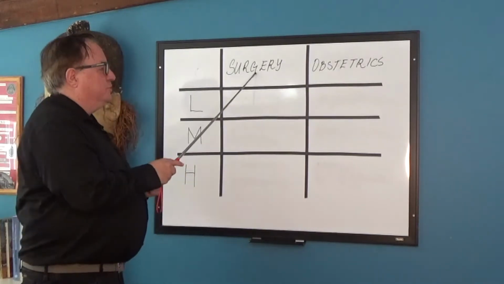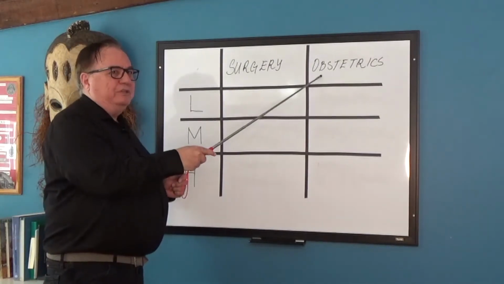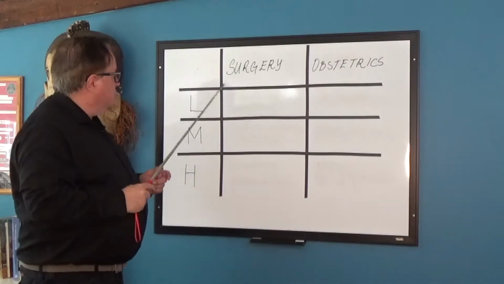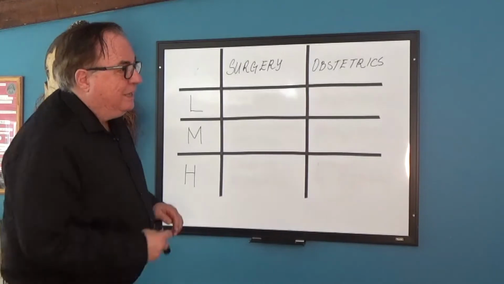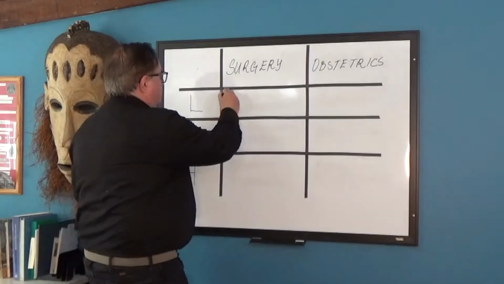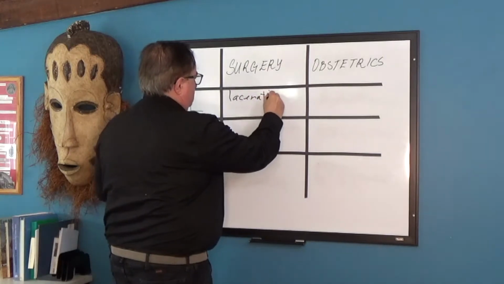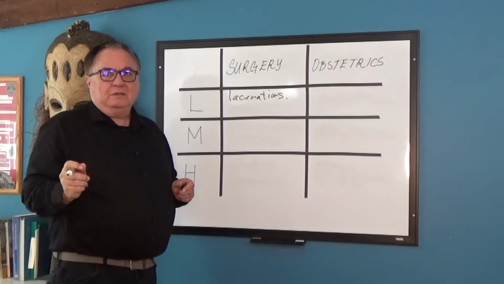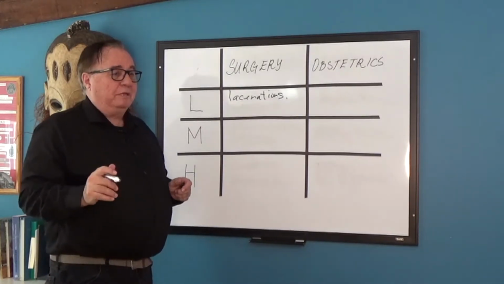In particular, surgery. In obstetrics, you will be able to notice the pregnant patient at least in their second and third trimester. So in surgery, what is low risk? You will see lacerations. Lacerations need to be repaired. They need to be cleansed. They need to heal properly.